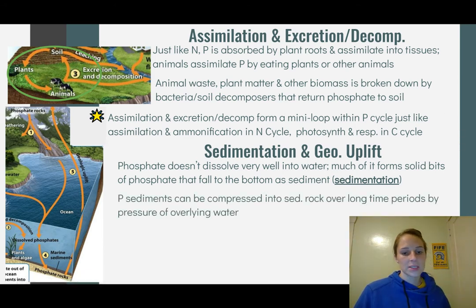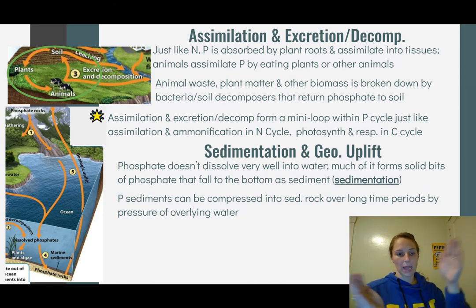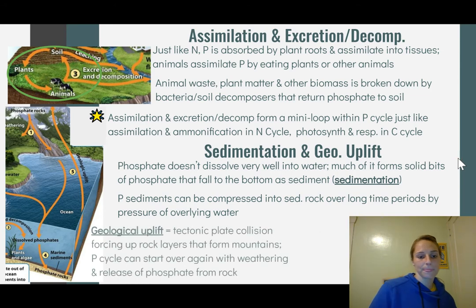And these phosphorus sediments end up over time, lots of time, being pressed down by the pressure of the water, and it's going to compress it into sedimentary rock. Over long periods of time, this pressure is going to slowly keep packing and forming, and then you'll get a whole layer of sedimentary rock from it.